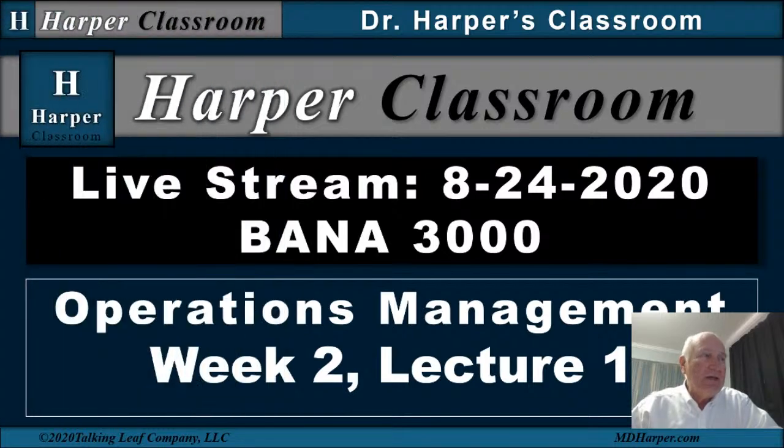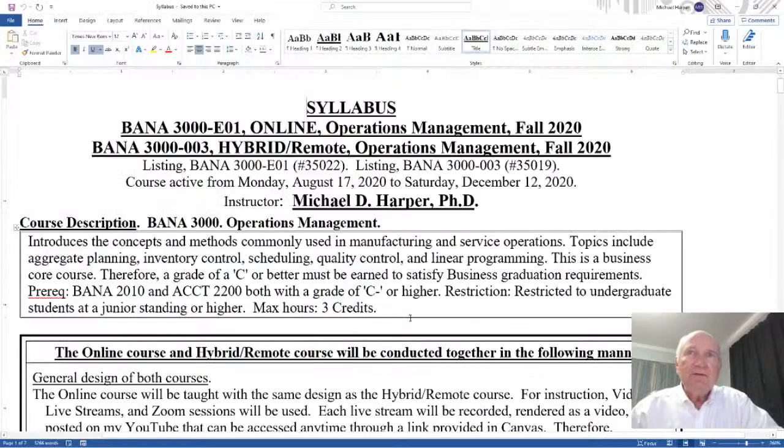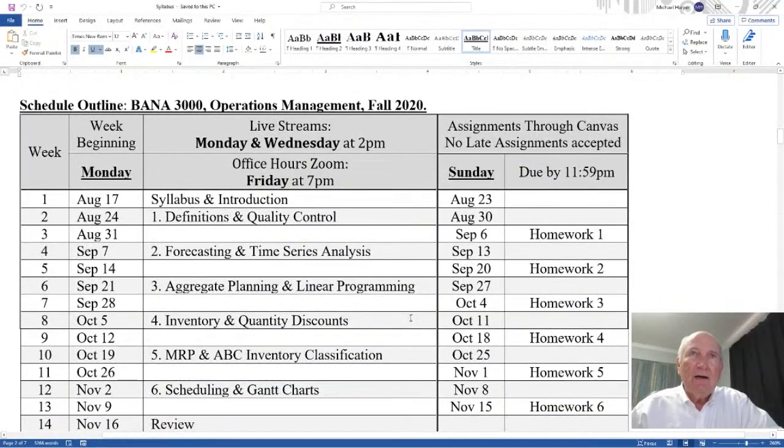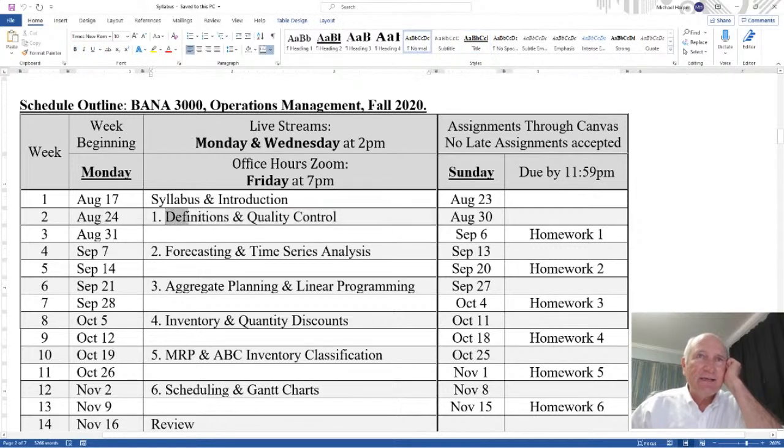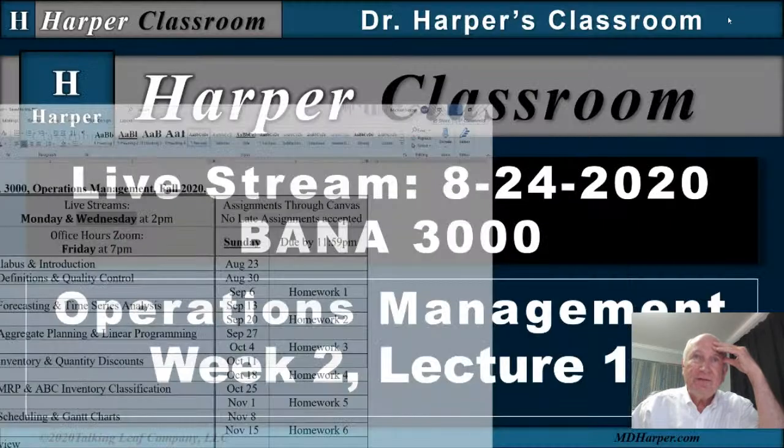And let's bring up the syllabus. In the syllabus, if we come down here, here we are on August 24th, the definitions and quality control. As I say, this week I'll do the definitions on Chapter 1 in the Red Book. And then next week I'll do quality control, the second half. And then this is the Monday live stream. And then Wednesday is when I talk about the actual homework, on how to work the problems and where to find the answers and this kind of thing. I don't work the problems for you, but I'll work them to the answer, then I'll stop and let you finish it.